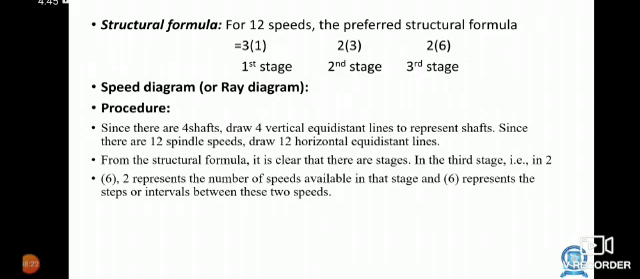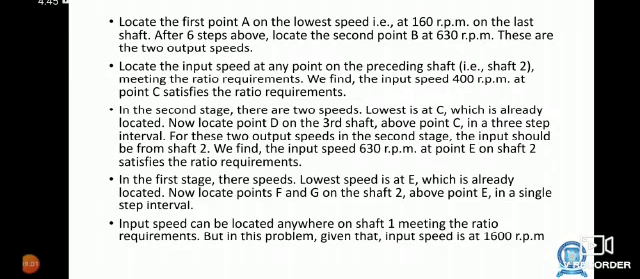Structural formula for 12 speeds. The prepared structural formula is 3 into 1 first stage, 2 into 3 second stage, 2 into 6 third stage. Speed diagram or ray diagram procedure: since there are 4 shafts, draw 4 vertical lines to represent shafts. Since there are 12 speeds, draw 12 horizontal equidistant lines. From the structural formula, it is clear that in the third stage the numbers are 2 and 6. 2 represents the number of speeds available in the stage and 6 represents the steps, the intervals between the two speeds.